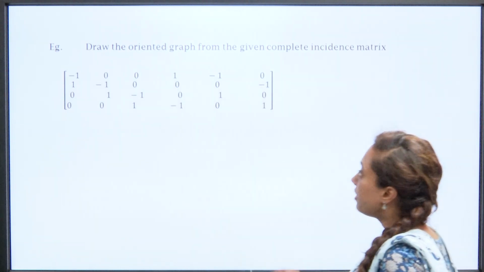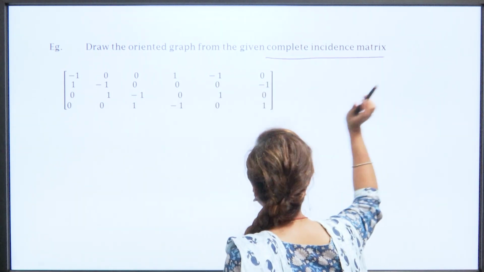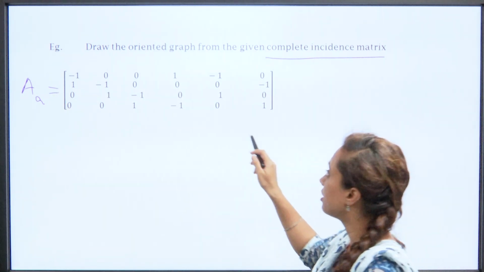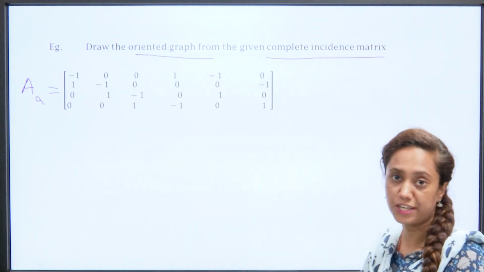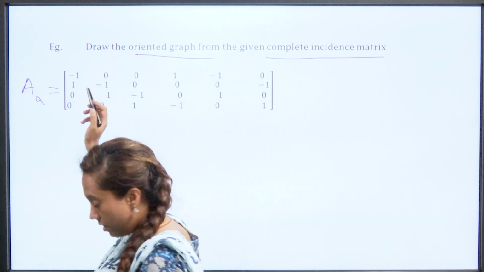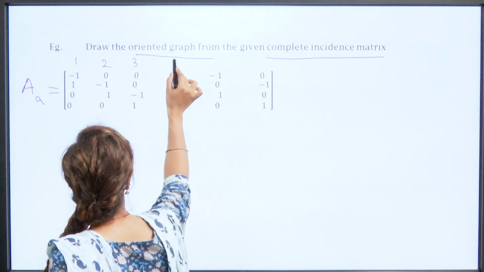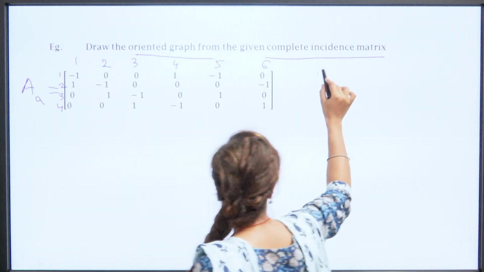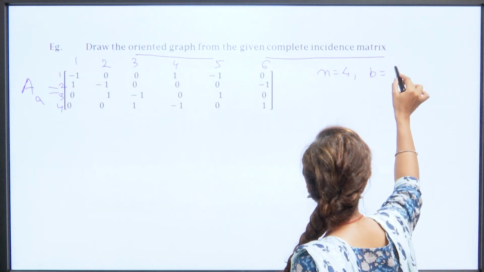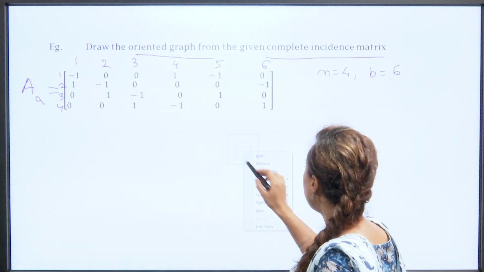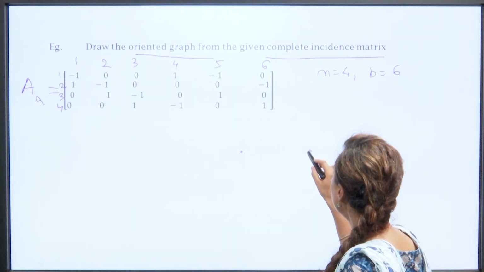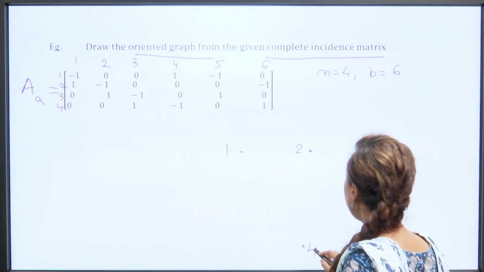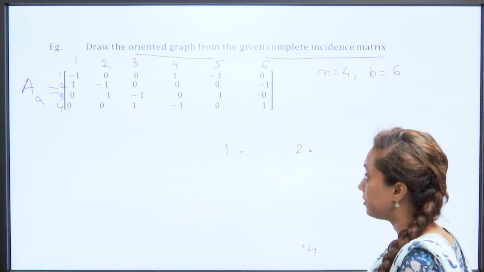Now, come to the example. We have been given a complete incidence matrix, A subscript a. We have to draw the oriented graph. Oriented means with direction, right? So, we will see that there are branches 1, 2, 3, 4, 5 and 6, and the nodes are 1, 2, 3 and 4. So, n is equal to 4 and branches is equal to 6. Initially we will just denote the nodes. We will name them 1, 2, 3 and 4. 4 nodes are there and the 6 branches will be there.